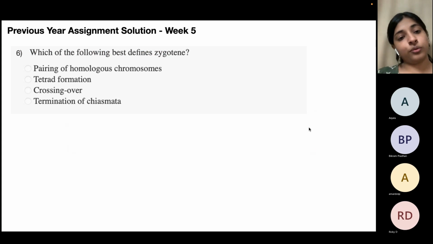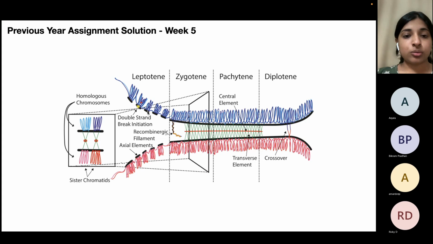And the sixth question, moving on, is which of the following best defines zygotene? We have seen previously that meiosis 1 occurs through 5 different stages that have been termed differently based on what happens in these stages. So it starts with leptotene. This is where chromosomes get condensed, the formation of the synaptonemal complex is slowly starting, and the homologous chromosomes are trying to recognize each other and trying to come together.